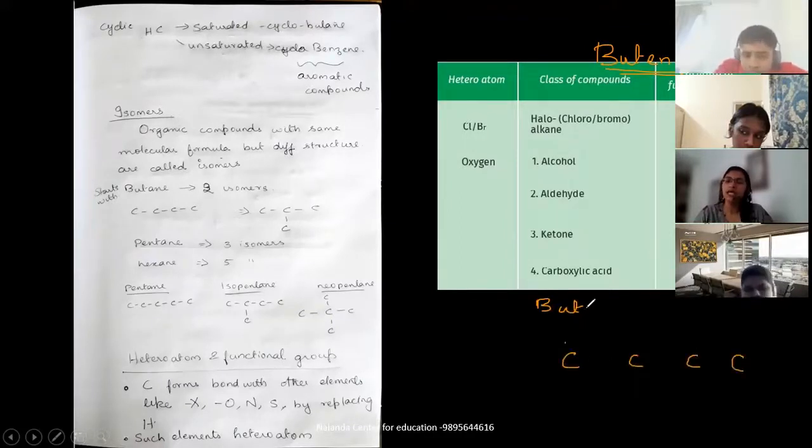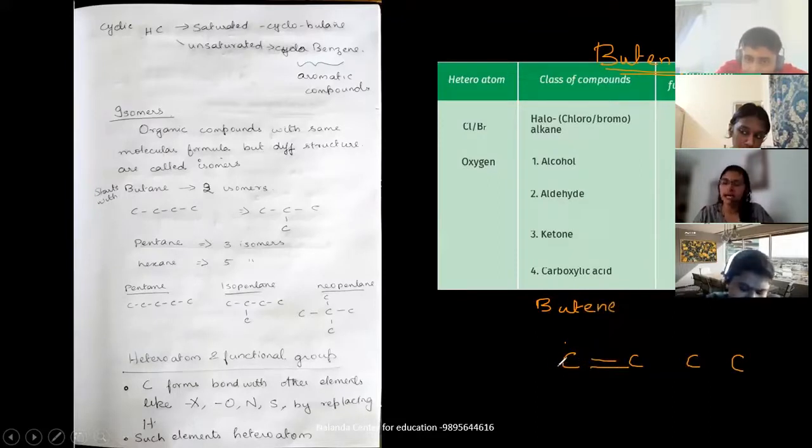Butene. But means there are 4 carbons: 1, 2, 3, 4. Ene means a double bond is there between 2 carbons.